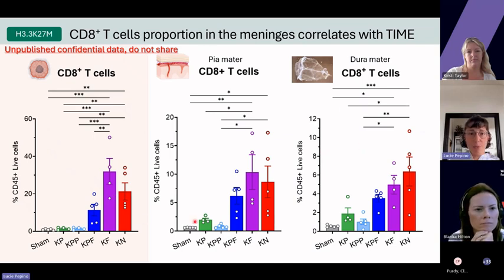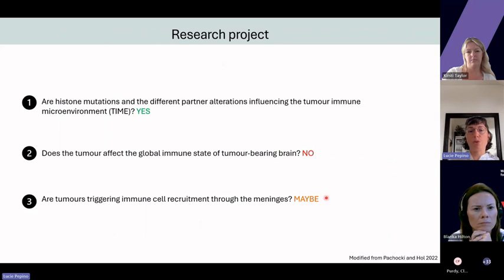So the CD8 T cell proportion in the meninges seems to correlate with the CD8 proportion within the tumor microenvironment. So we hypothesized that they could be recruited through the meninges. But of course, again, it's only correlative for now, so we want to dig a little deeper into it.